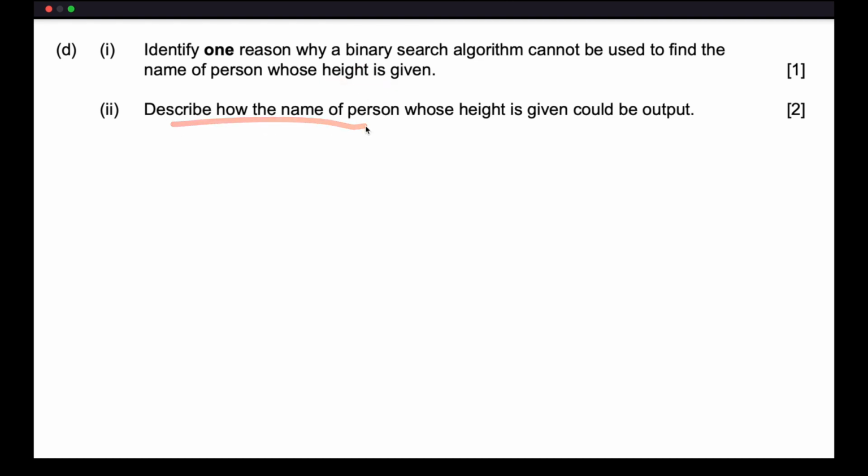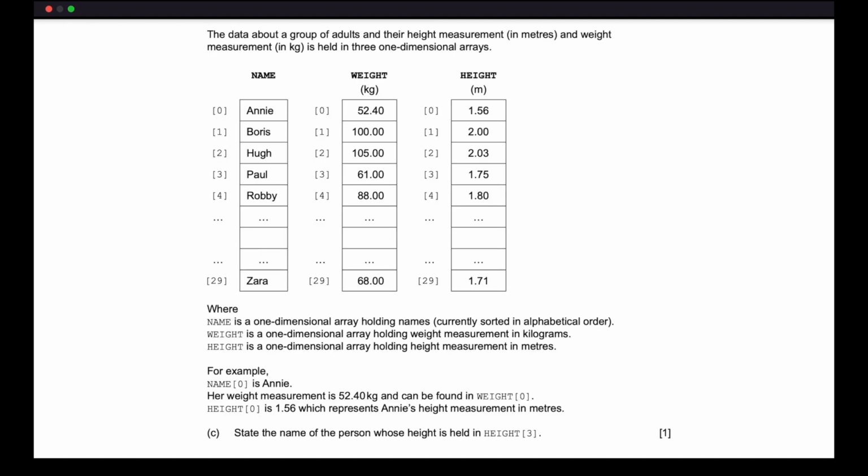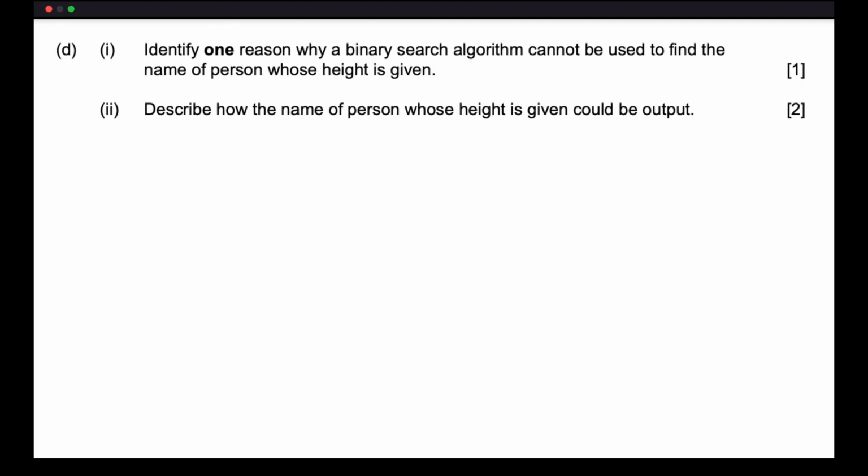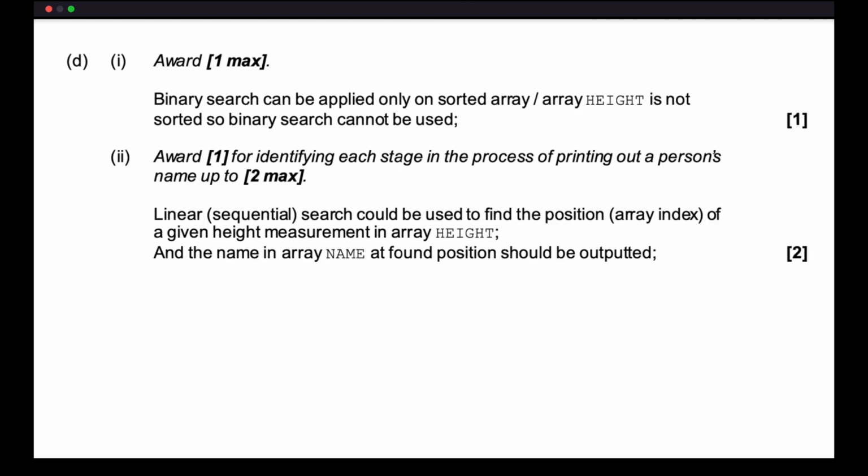Describe how the name of a person whose height is given could be output. The easy answer is we would look through the height array for the height we're given. Then, based on the index of that height, we could go back and get their name. Of course, this assumes that there are no duplicate heights, which we're not really told again, but I guess that's true based on the mark scheme. Honestly, this is a bit ridiculous. So that's basically what the mark scheme said.